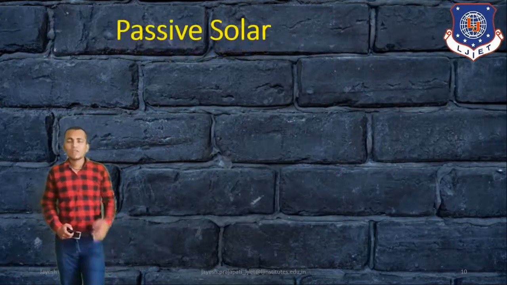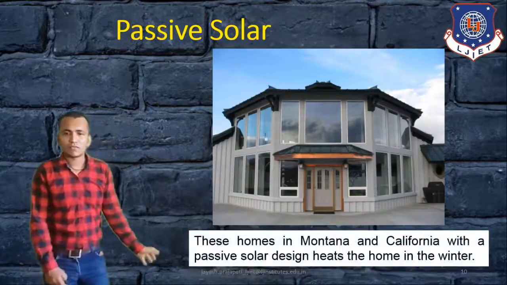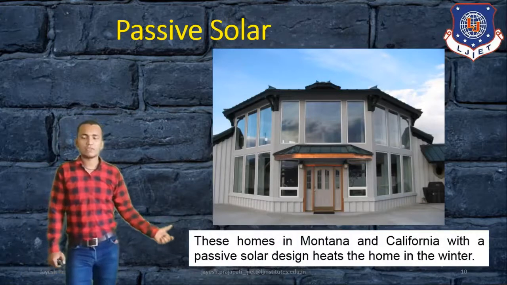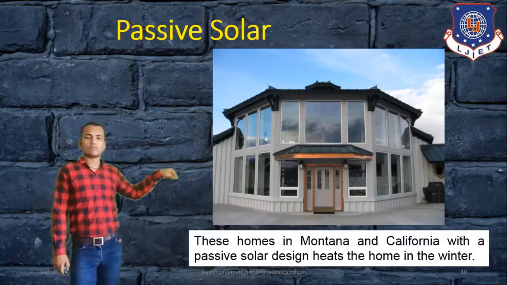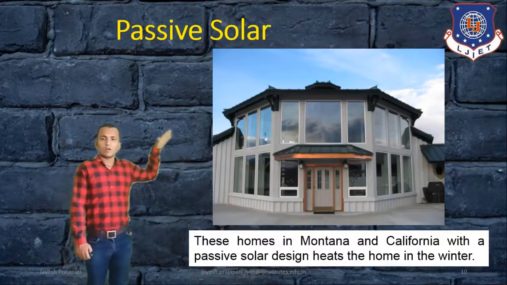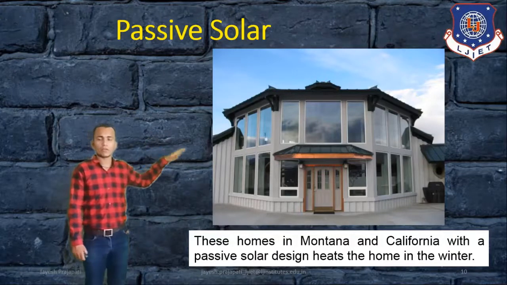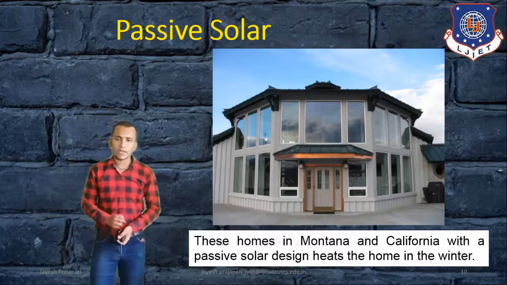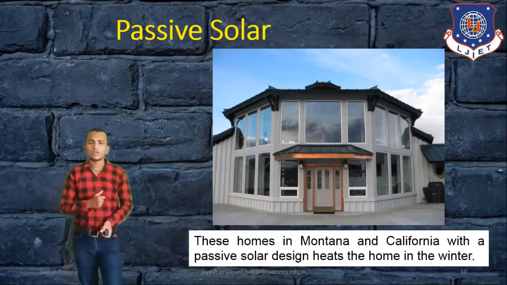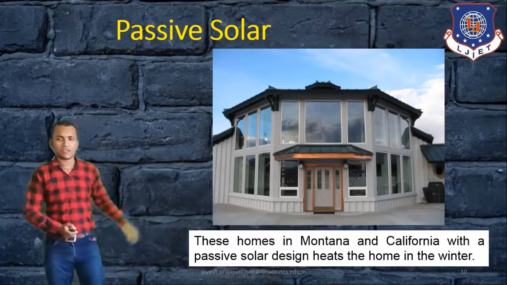Then if we discuss passive solar, you can see these homes in California with a passive solar design that heat the home in the winter season. You can see the home design is like this. The solar rays fall on these mirrors, and at the roof it can also have solar panels. So that is a passive solar design that heats the home in the winter season. That is one application of solar technologies that we have explained here.